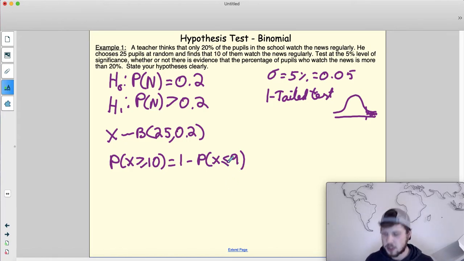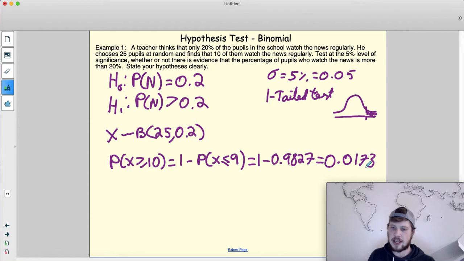So when I do this, I'm just going to work this out on my calculator. The probability that x is less than or equal to 9 is 0.9827. And when I work that out, 1 minus 0.9827 gives me 0.0173. So therefore, the chance that this would happen and I would get 10 people if my probability was 0.2 would be a 1.73% chance of happening.